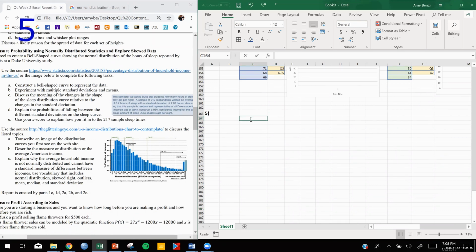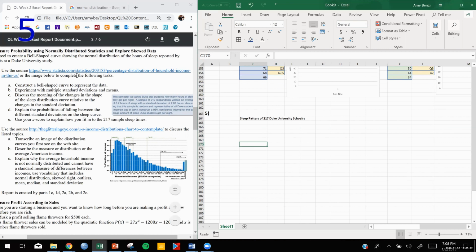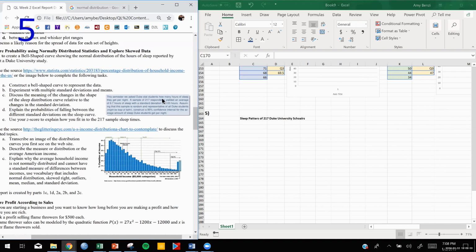So the first thing I'm going to write up here is that I'm dealing with sleep patterns of 217 Duke University scholars. All right, just going to select that cell, make it bold. And now, what kind of information am I given? Well, I gave you a link to click on here where you can go get all this data, or you can just use, I also just cut and pasted in here to keep it a little simpler.